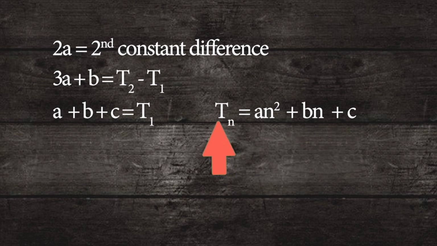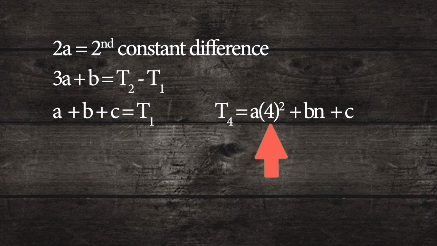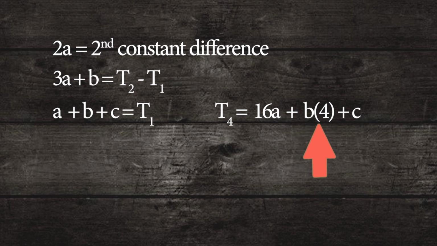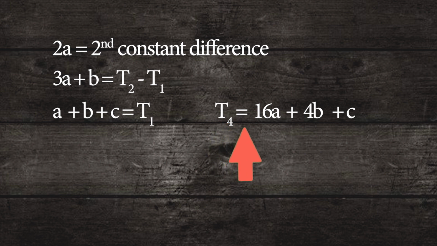So let's assume that we have term 4. So in place of n, we put 4. In the place of this n, we put a 4 in brackets with a square on the outside. And in the place of this n, we put a 4. So that leaves us with 4 squared gives us 16. 16 times a is 16a. B times 4 gives us 4b plus c. So that means that term 4 is equal to 16a plus 4b plus c.